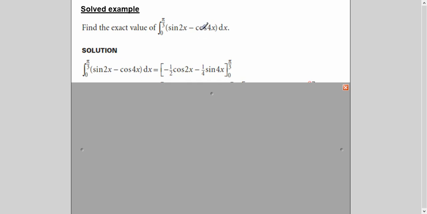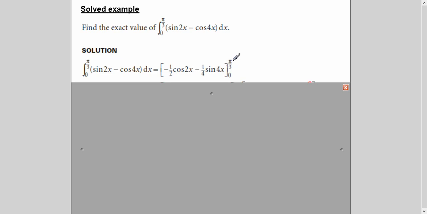Similarly, integration of cos is sine. Simple. So that's why the minus sign will remain here as it is, and divided by the coefficient of x, which is 4. After that, you will apply the limits. Make sure the mode of the calculator is in radian, right? This is a common mistake students usually make. So make sure whenever you are doing integration and differentiation of trigonometric functions, the calculator is in radian mode.